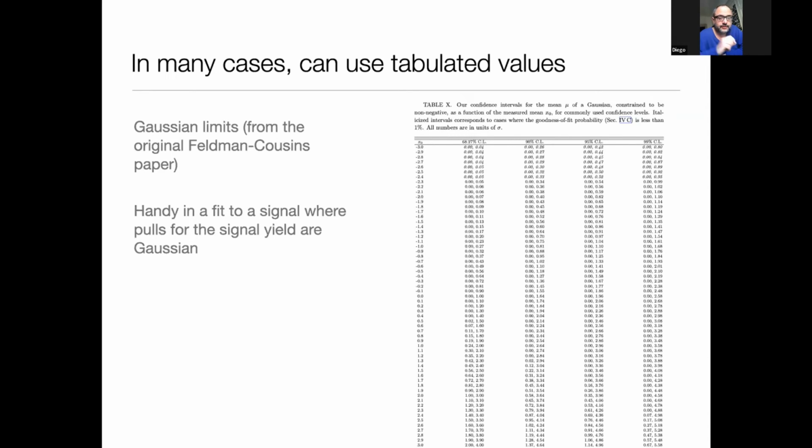So if you're doing a fit of a signal and you see basically a yield that is compatible with 0, you want to set a limit, and you can use those tables here to guess what your limit would be. Especially, of course, you have to check that your estimator is distributed in a Gaussian way, but that can be done with a simple toy, and then you can use this table here.